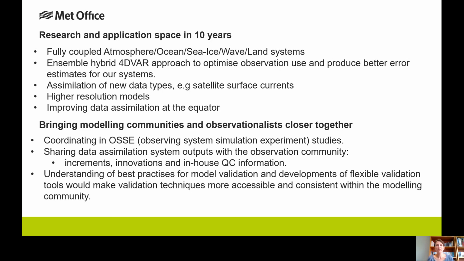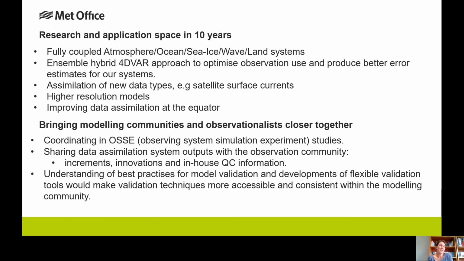Assimilation of new data types, so for example, satellite surface currents. Higher resolution models, these pose issues for both the data assimilation and validation. As we go to high resolution, both of these things become more complex. And improving data assimilation at the equator. This is currently a region where we struggle a little bit with the data assimilation. It's one of our weaker areas, really. I think we need to understand a bit more about the balances and how we use those in the data assimilation to make sure that we get good assimilation in those regions.